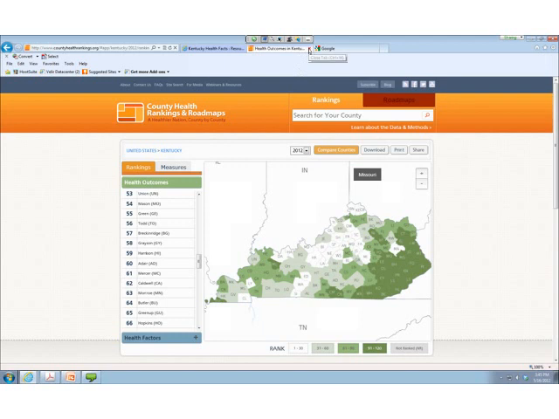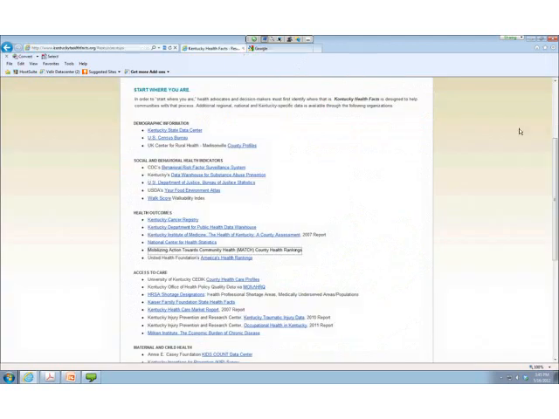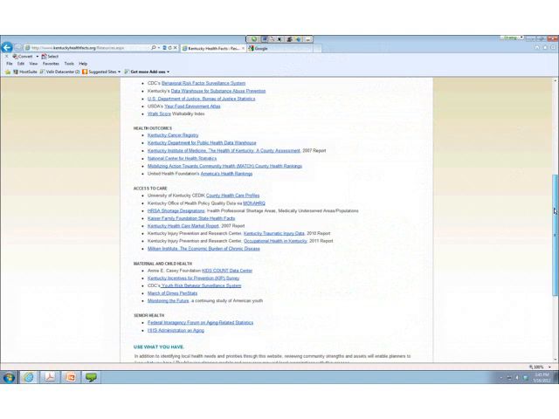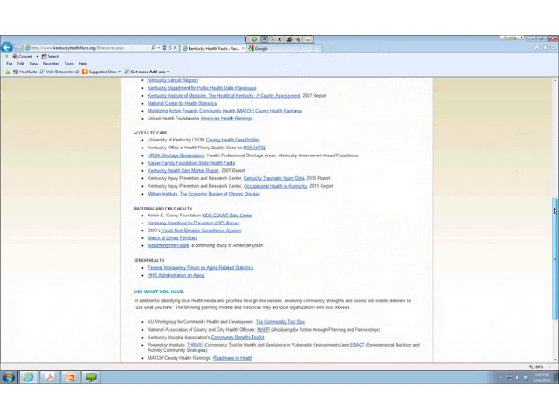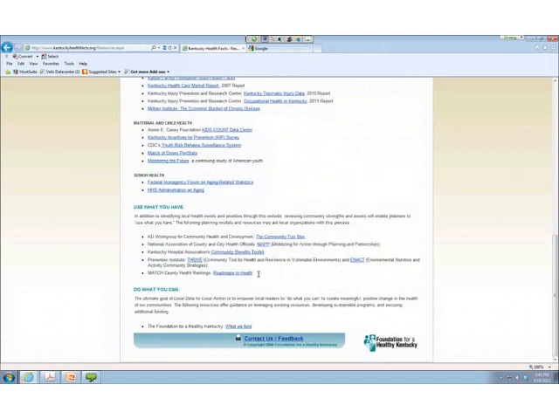But back on Kentucky Health Facts, again, that's a source of data. We have a lot of sources of data. I'm not going to show you all of them, but we also have some great tools for putting together solutions, because it's all well and good to look at a lot of scary and depressing statistics, but ultimately we need to do something with that data.